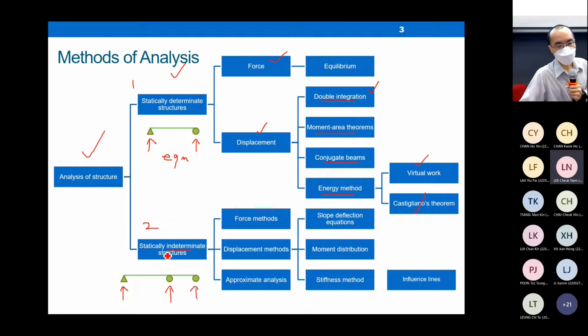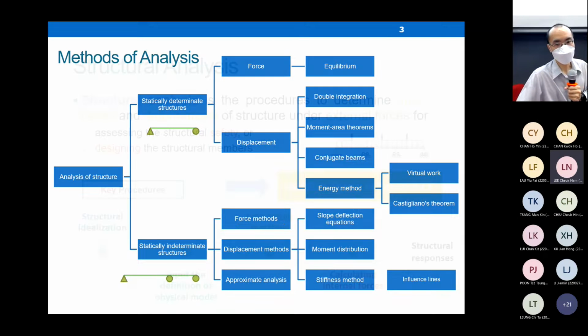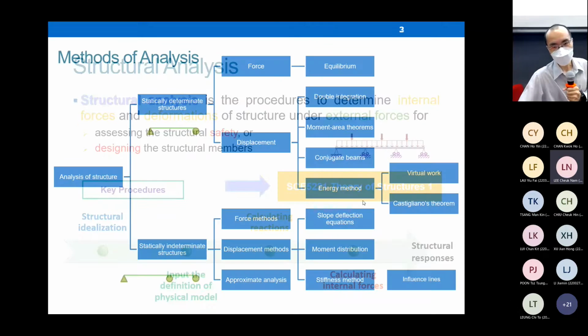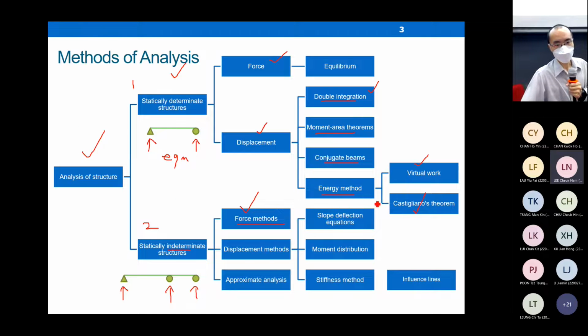If you need to find out the response of indeterminate structures, then what can you do? There are three methods you may use. The first one, force method. Force method is based on superposition. You use superposition to decompose a complex problem into several simple problems and then solve them individually. Finally, superimpose them together. This is the thing that you have already learned in theory of structure 1. They are not new, okay? I just review a little bit of what you have learned before.